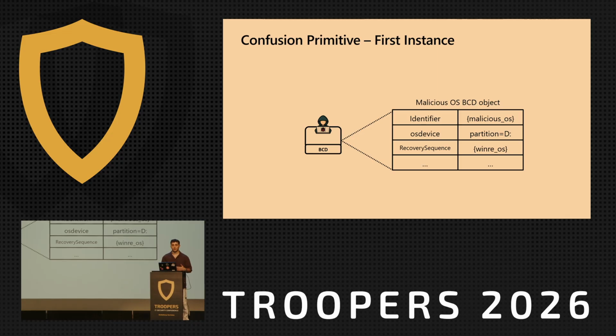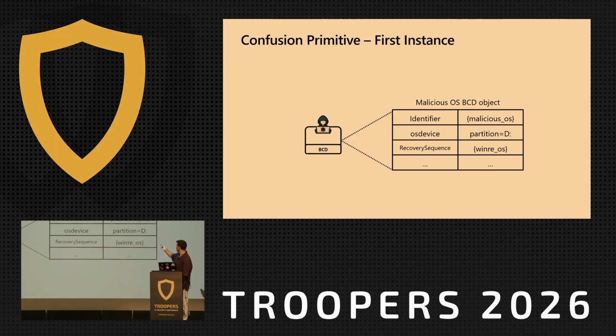So once we arbitrarily control that BCD store, we can create a malicious BCD object inside of it that points to an attacker-controlled volume and passes all WinRE lookups. And this setup enables our first confusion primitive. So what do we do inside that attacker-controlled store?